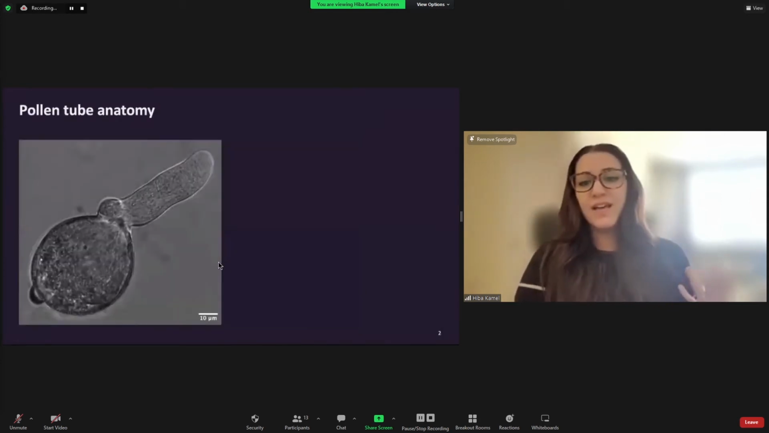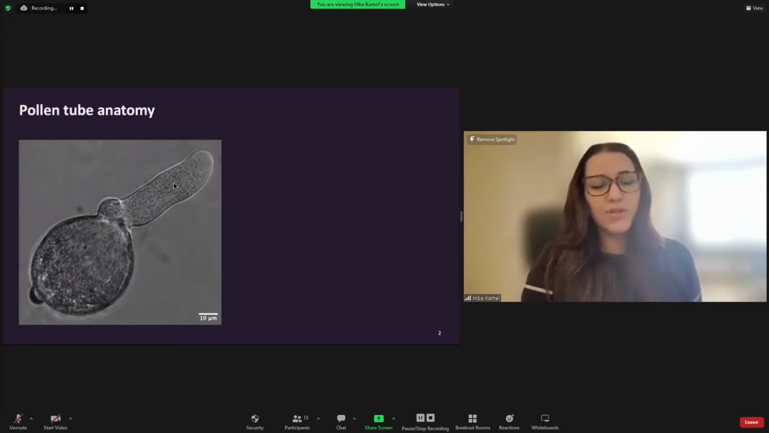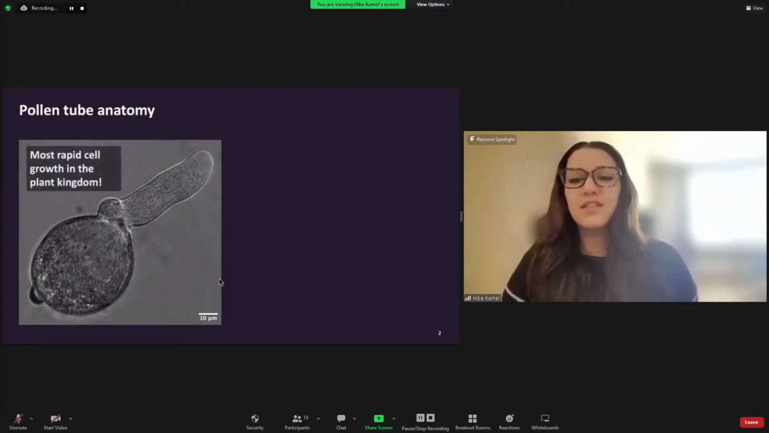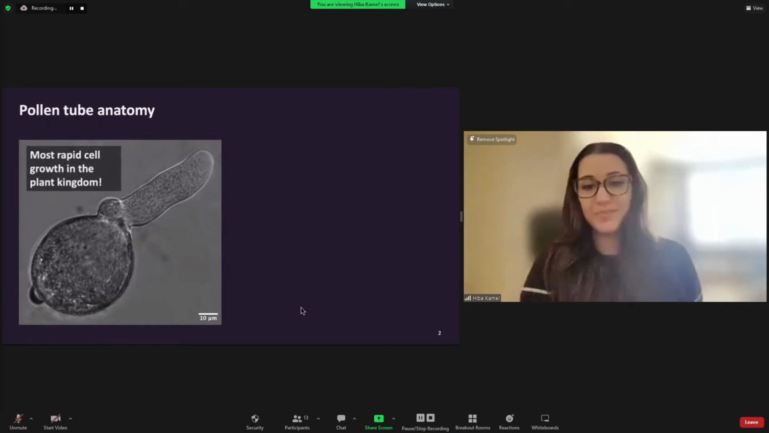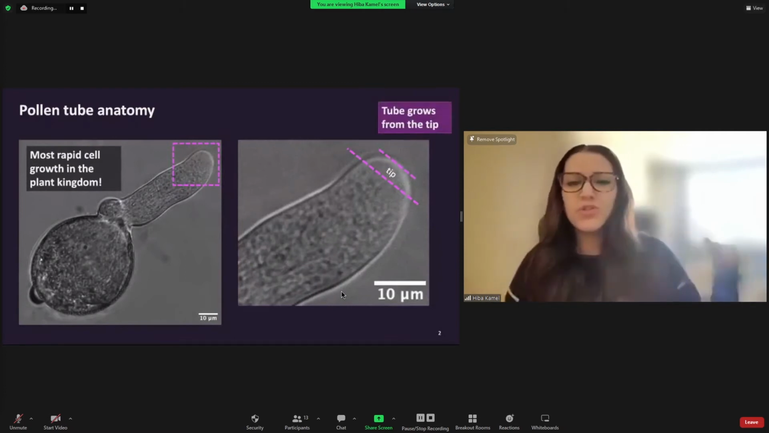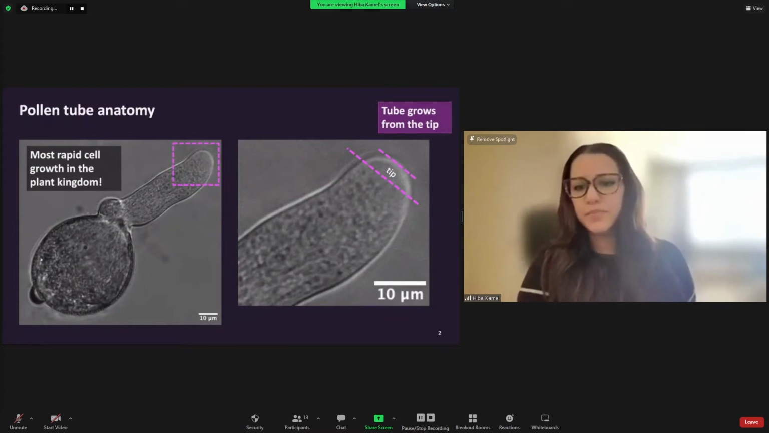So here's an image of an actual pollen grain. It has been germinated in vitro, and we're looking at it through a microscope. So this is the pollen tube. Growing this tube is considered the most rapid cell growth process in the plant kingdom. And I just wanted you to note that the actual growth happens from the tip region. So unlike our hair, which grow from the root, pollen tubes actually grow from the tip.